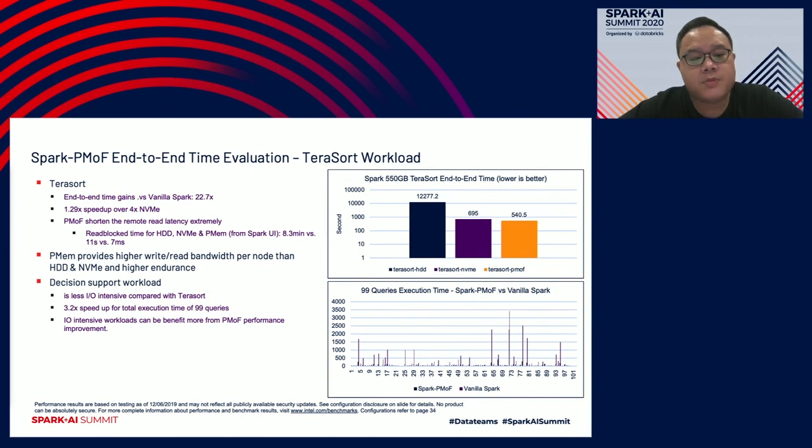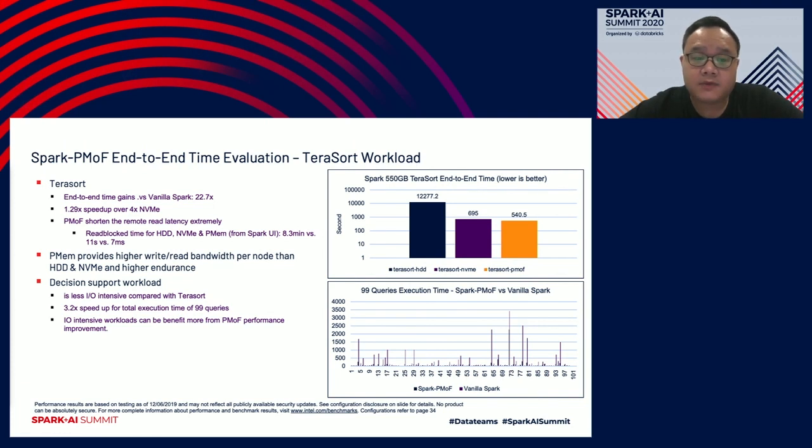The result is actually pretty promising. We tested the performance with end-to-end workloads, TeraSort and a decision support workload. For the TeraSort workload, compared with traditional vanilla Spark with hard drive-based shuffle, the performance improvement is significant. And even compared with a full NVMe SSD as shuffle, we still see a 1.29 times speedup.